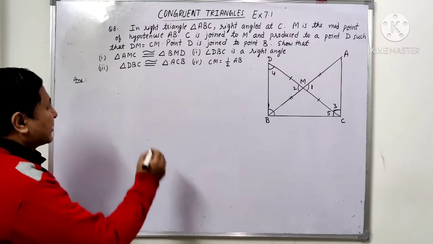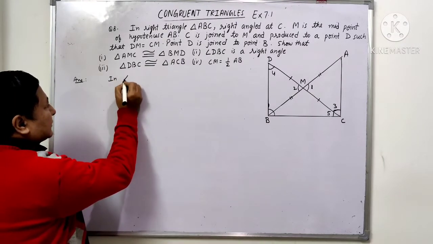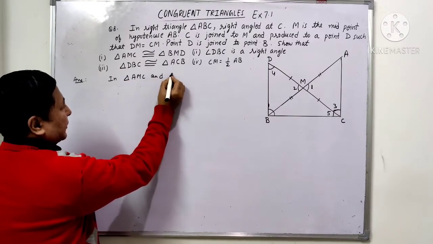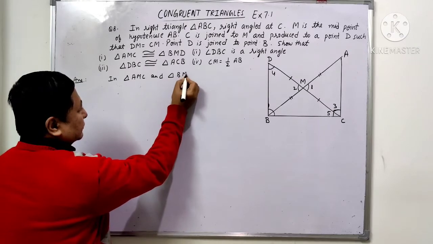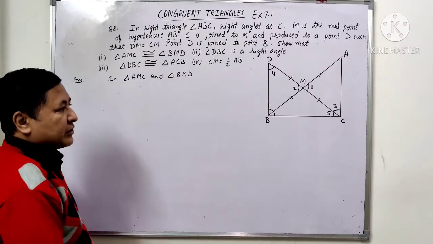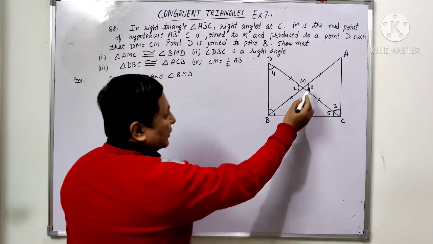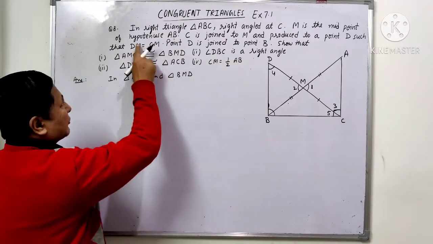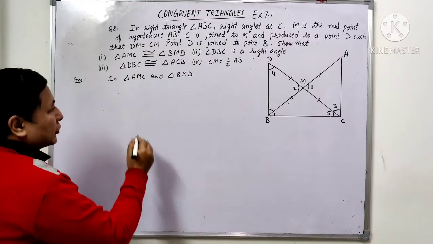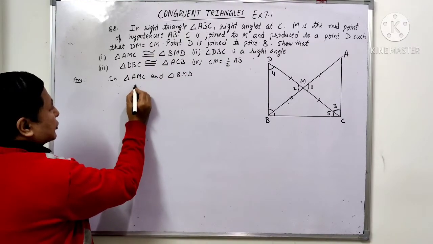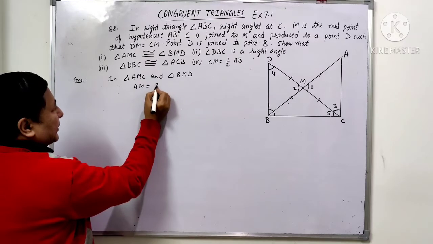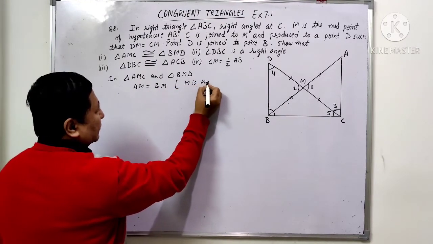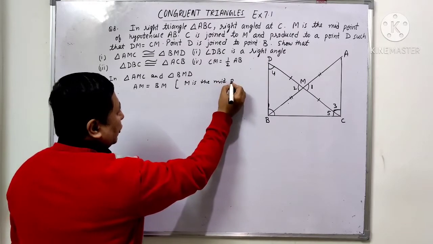Now let us see, first we will prove triangle AMC and triangle BMD congruent. In this question it is given that AM and BM are equal because M is the midpoint of the hypotenuse AB. So we can write AM is equal to BM, and the reason is M is the midpoint of AB.